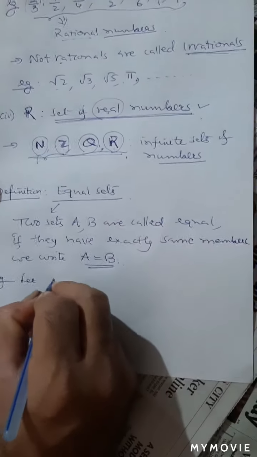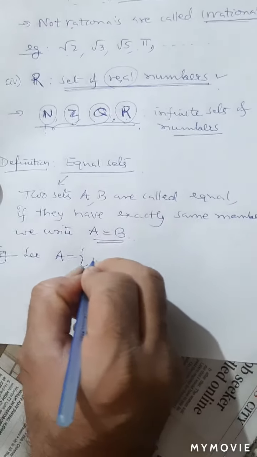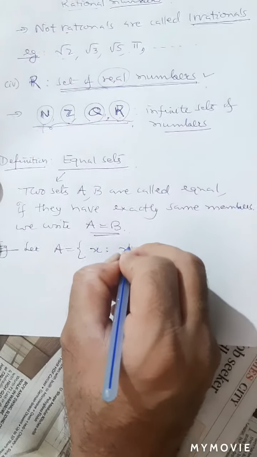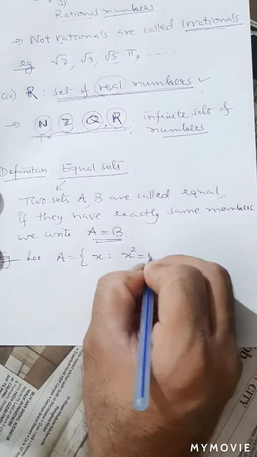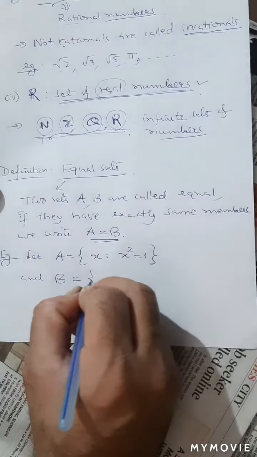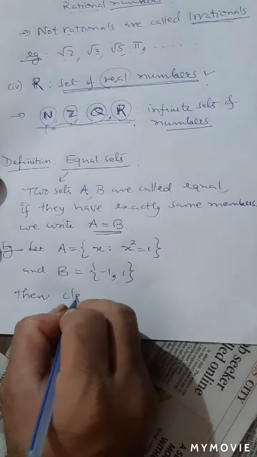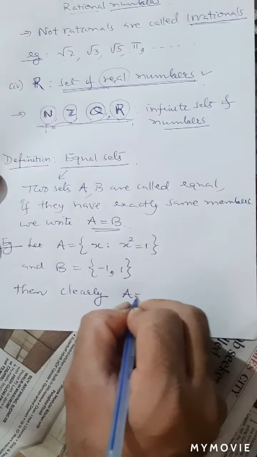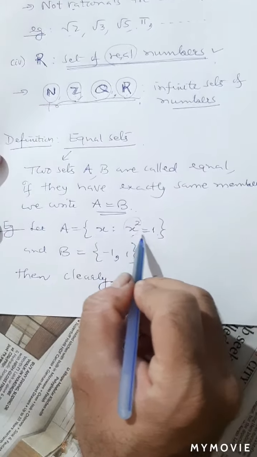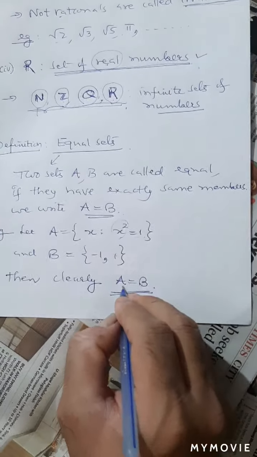For example, I'll write A equals this set: x such that, for example, x square equals 1. And if I write B equals, I'll write this, minus 1 and 1. So then clearly A equals B. Why? Because there are two numbers whose square is 1. So if I list the members of this set A, then again we'll get minus 1 and 1, which is B. So therefore we write A equals B.